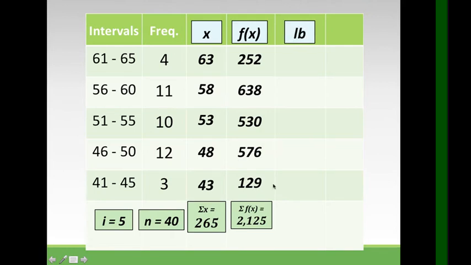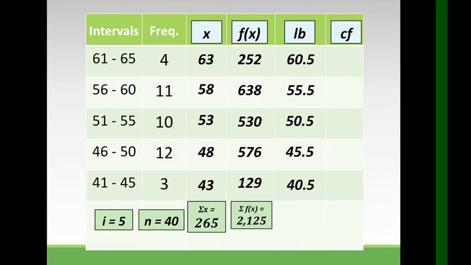And then we will get the lower boundary. The lower boundary will be 61 minus 0.5, that is 60.5, 56 minus 0.5, that is 55.5, and then 50.5, 45.5, and 40.5. And then we will have the cumulative frequency. We will start with the bottom, or the lowest score, which is 41. The first frequency is 3, so we will write 3. And then we will add 3 to 12, and that is 15. 15 plus 10 is 25. 25 plus 11 is 36, and 36 plus 4 is 40.